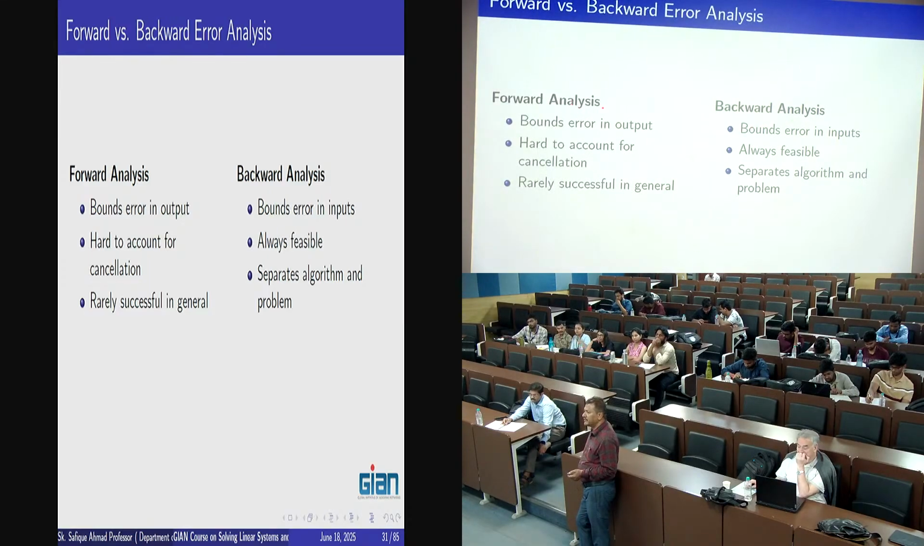Now, the difference between forward error and backward error: here you are calculating the error in the output, but there you are calculating the error in the input. Forward error analysis is hard because it must account for cancellation, though it is always feasible, it separates the algorithm and the problem, and it is rarely successful in general. As I told you before, if an algorithm is backward stable, then it is forward stable. Backward stability implies forward stability, but forward stability does not imply backward stability.